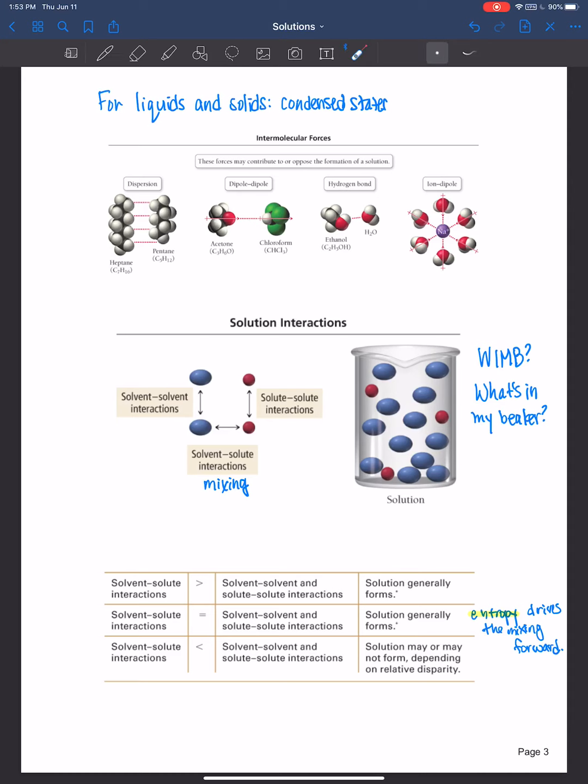and solvent. And if you do have solvent and solute interactions that are just less than the solvent-solvent and solute-solute, the solution's probably not going to form. It really depends on the difference in magnitude of the solvent-solute interactions versus the solvent-solvent and solute-solute interactions. We do have entropy helping us, right? That the universe wants to go towards more chaos, and so that's the reason why mixing is favored. But it will be dependent on the disparity between these two properties, right?